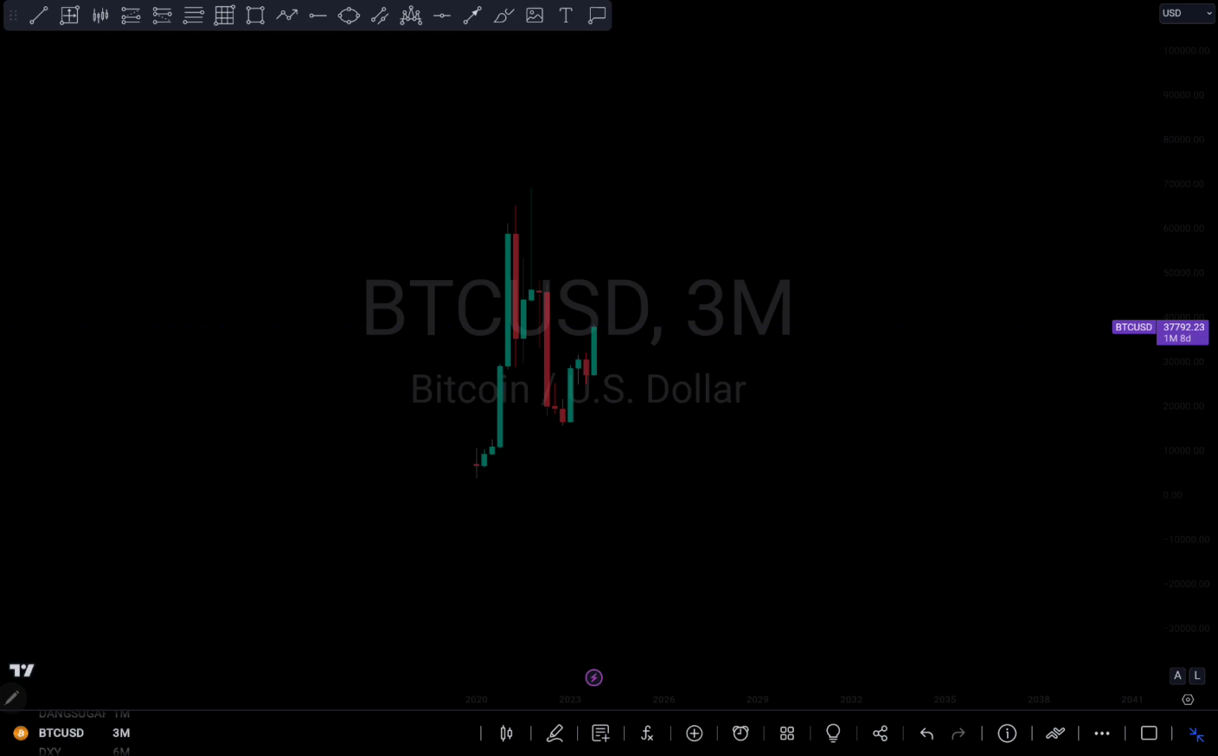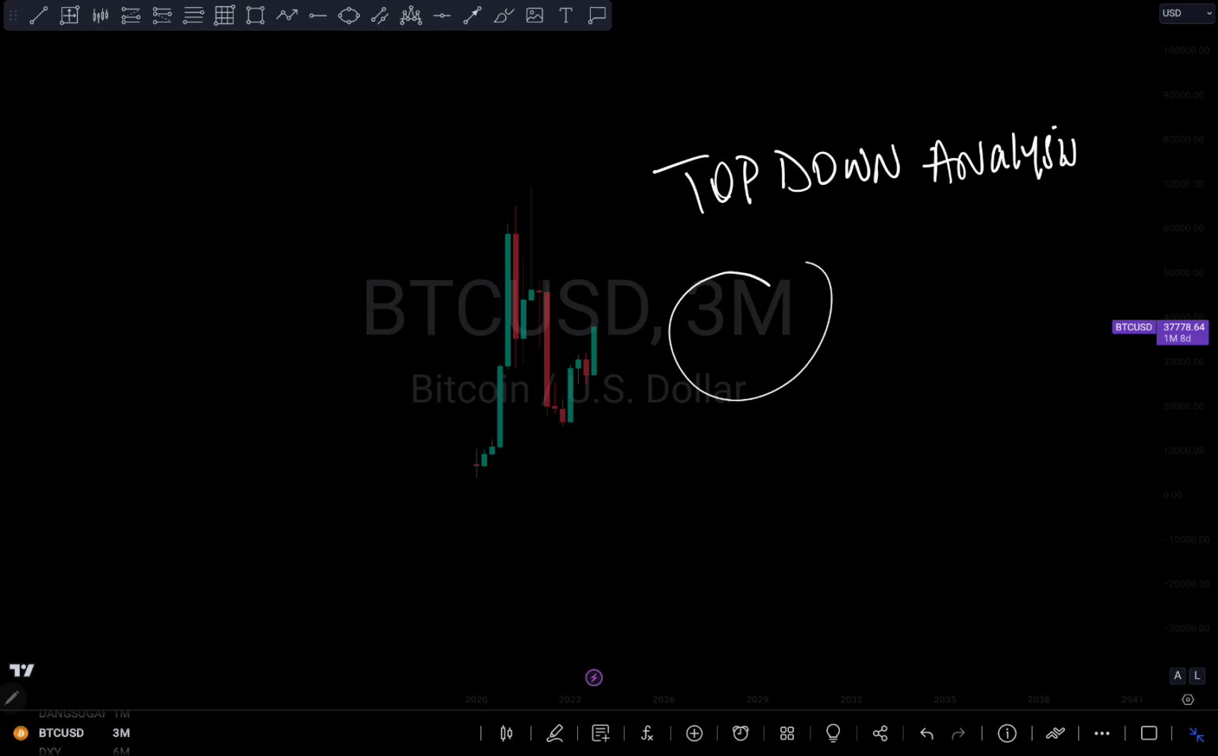So now let's start with a basic way of how I analyze. I like to do something called top-down analysis, and that is trying to analyze the bigger picture from months back, then breaking down. This is the 3 month time frame right here. Top-down analysis is going from the 3 month time frame to the 1 month time frame, basically going from the higher time frame to the lower time frame to be able to make decisions.